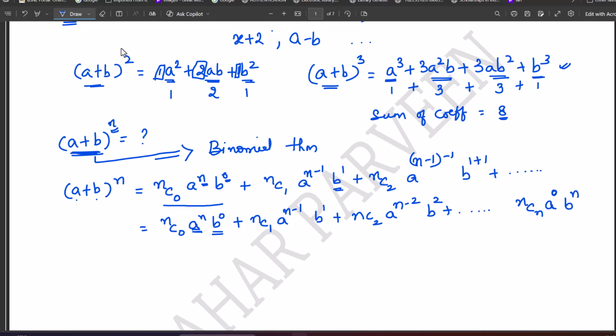So what is happening in the binomial theorem? Whatever power is there for A, it will decrease as you go on. Whatever power is there for B, it will increase as you go on. So in the first term, you have A to the power n, B to the power 0. In the last term, you will have A to the power 0, B to the power n. Now things became very clear, right?